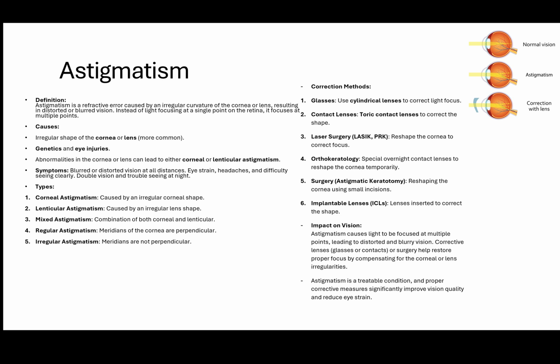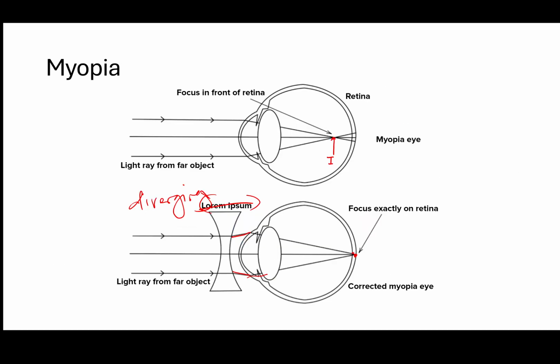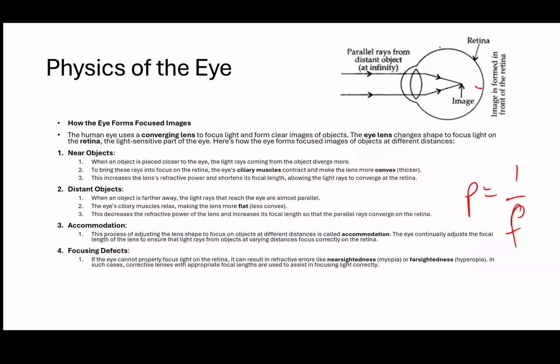You have surgery or you have the implant lenses, and that would accommodate the different bulges in the cornea or the lens for the light to be refocused properly. All right, so that's really and truly it for the physics of the eye.